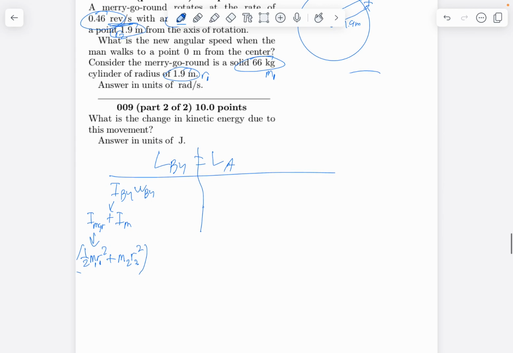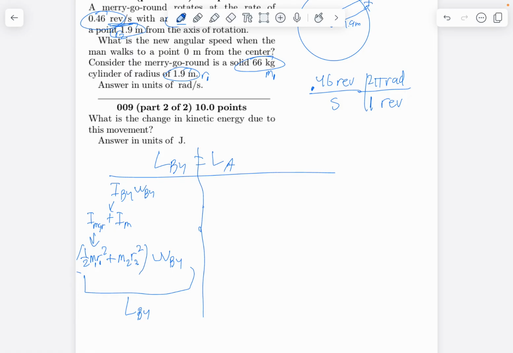So then the way you do that, I'll do that over here. 0.46, mine's 0.46, yours is a different number, revolutions per second. We want radians per second. So we want to divide by revolutions, and we want radians. 1 revolution is 2 pi radians. So I'll just multiply my revolutions per second by 2 pi, and then I will get radians per second. So then you'll know that, right? Then you'll calculate it. It's just a number. So that's L before.